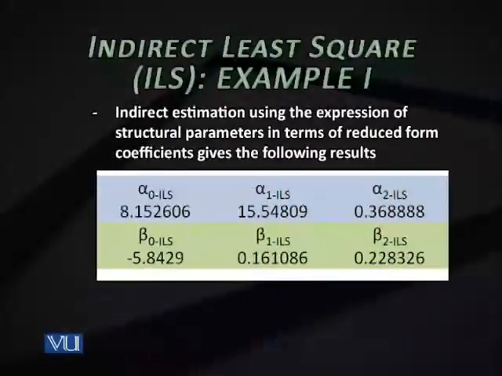Remember that we had generated some expressions to find the values of the structural parameters with the help of these reduced form coefficients that we have now estimated. So let's use those expressions and find the values. If you use those expressions and find the values of alphas, the values are given on the screen. For example, alpha naught ILS, this means this alpha naught has been estimated using ILS.